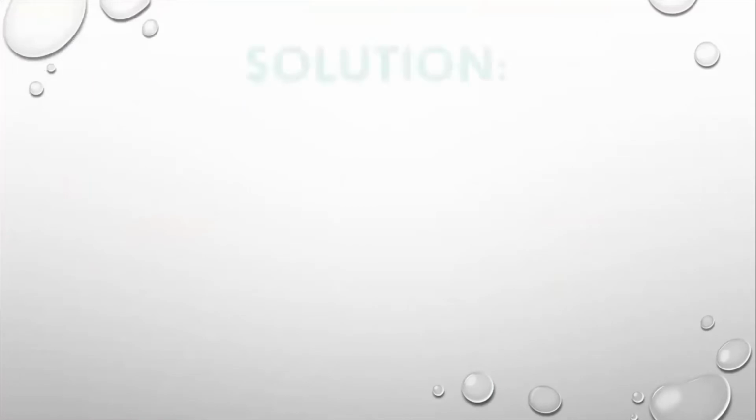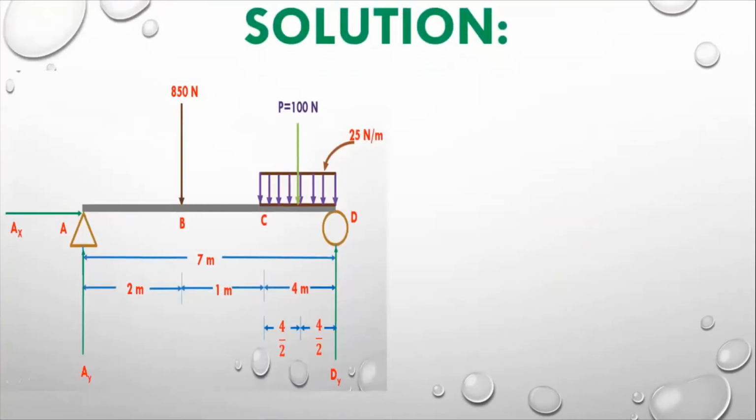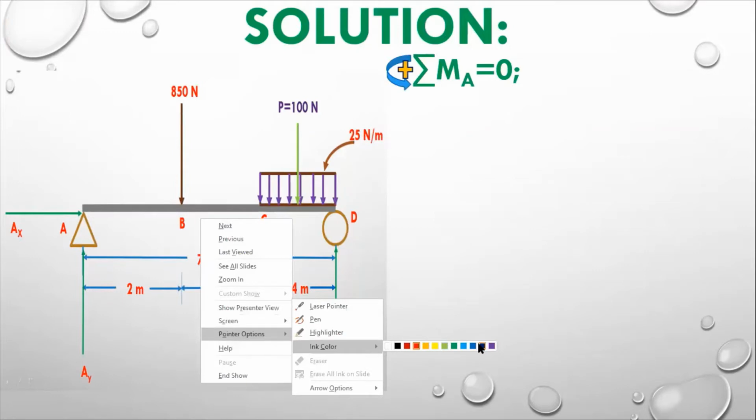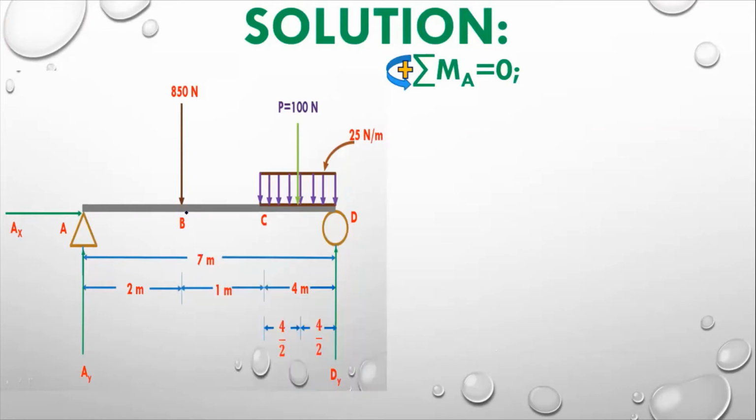So I am moving to the next slide, and we have to find the support reactions first. I already told you how to find the support reactions. We have to sum up moments at A. We have two vertical forces here. Let me take a pointer, a purple pointer. I will move this force like this. Because I am taking anti-clockwise as the positive direction, clockwise should be negative. So 850 will be multiplied with 2 meters.